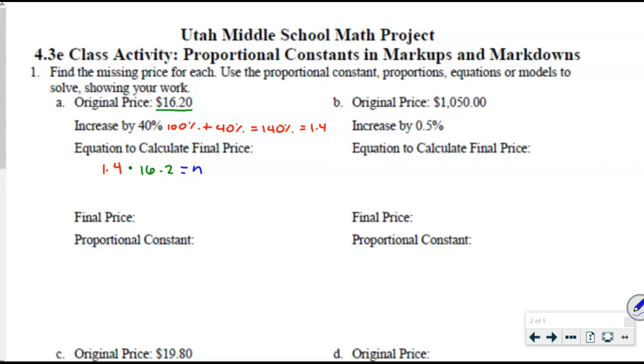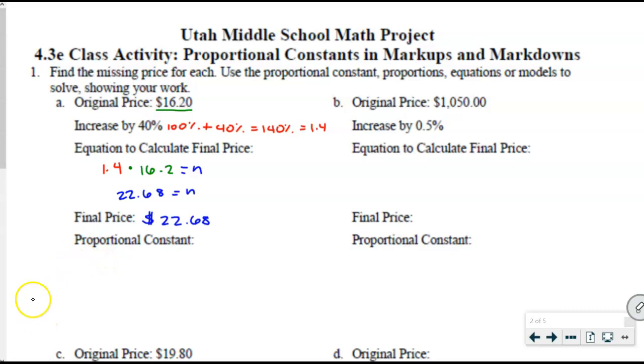Gideon, what did you get? 22.68, is that what you said? Okay, 22.68. So what is that final price? The company, if we're thinking profit, is going to need to sell it for $22.68. Next question. What is the proportional constant?